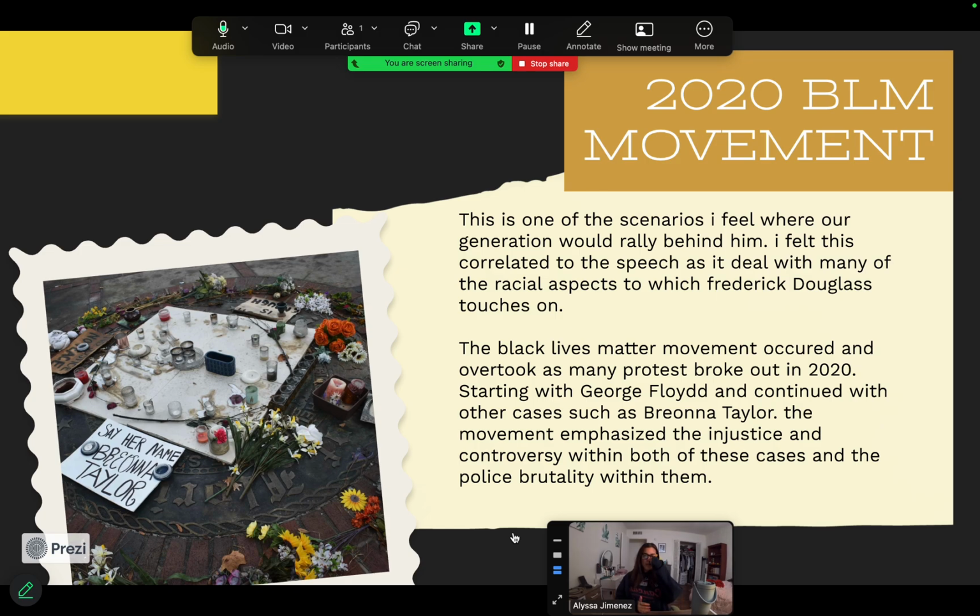I'm going to give you a little bit of facts on the Black Lives Matter movement. It occurred and overtook as many protests broke out in 2020, and it started with George Floyd and continued with other cases such as Breonna Taylor. The movement emphasized the injustice and controversy within our justice system and the racial inequities within it. I feel like it was really pushed because of the police brutality and how ignorant these police officers were sought out to be. And I think it just overtook our nation.